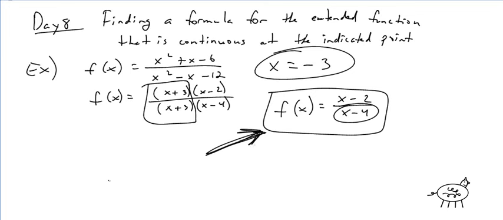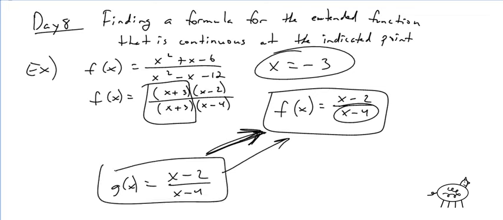So my extended function is going to be g of x equals x minus 2 over x minus 4, which is exactly what this function is here. This is the function I'm looking for, that is continuous at my indicated point. That's actually pretty easy.